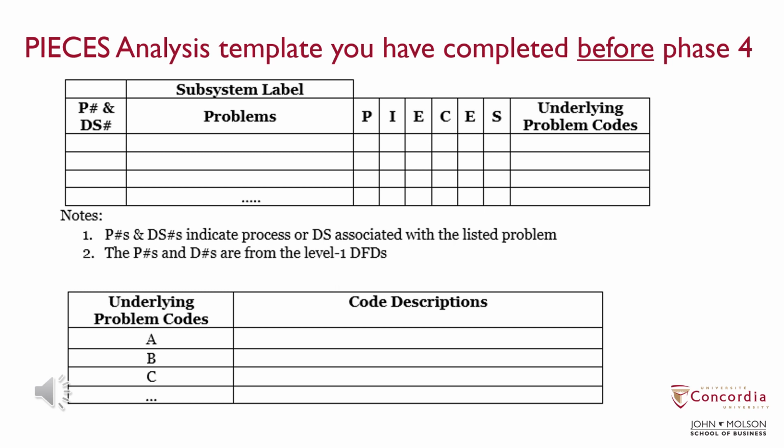The process and the data store numbers associated with each underlying problem in the first table is where the problems are. So you're ready to start phase 4 if you have completed these 2 tables.